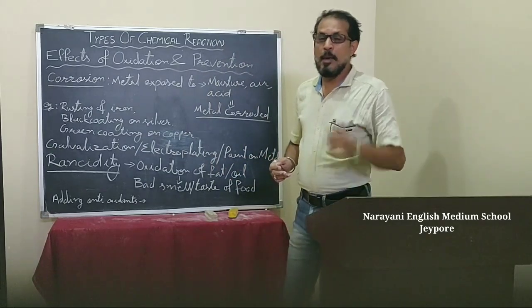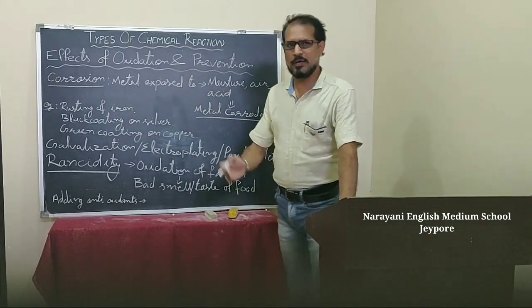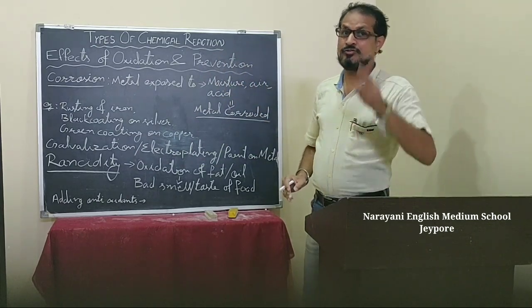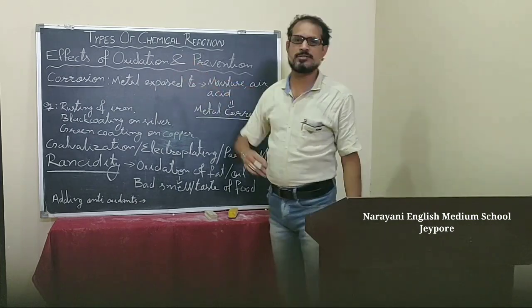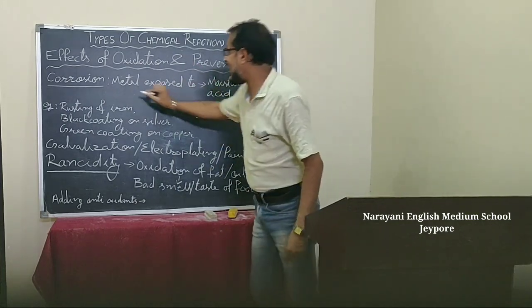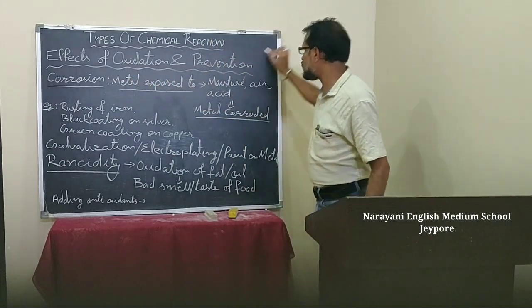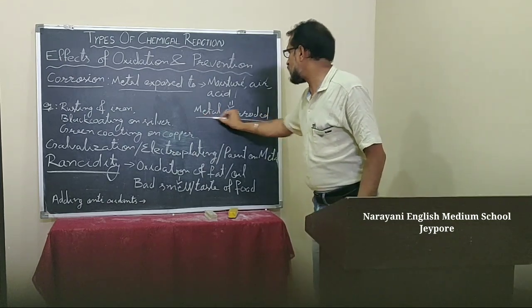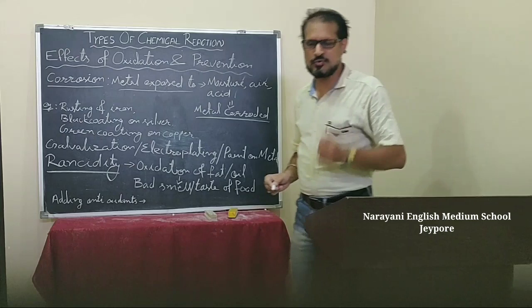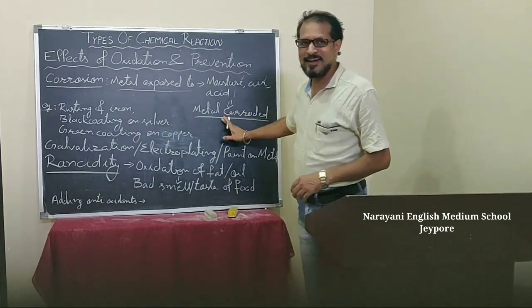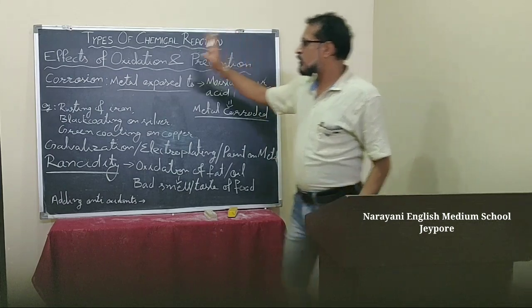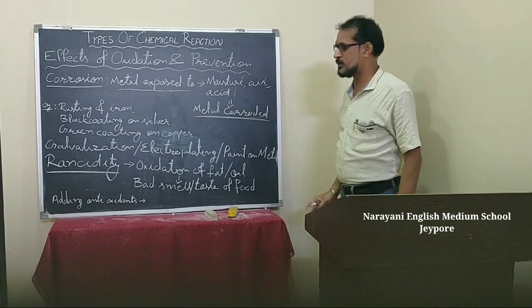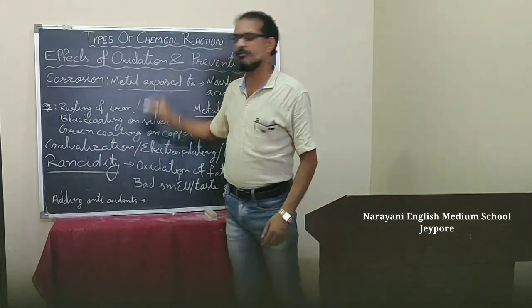Now, what is corrosion? Basically, when any metal is exposed to air, moisture, acid, they start reacting with oxygen. I am repeating. When any metal is exposed to moisture, air or acid, they start reacting and the metal becomes corroded. This is known as corrosion. Now, example as I told you people, rusting of iron.